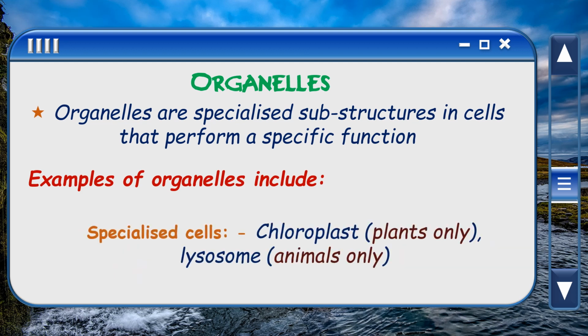Then we have specialized cells. There are the chloroplasts. This one is found in plants only. We have the lysosome. These are found only in animals. These are specialized cells.